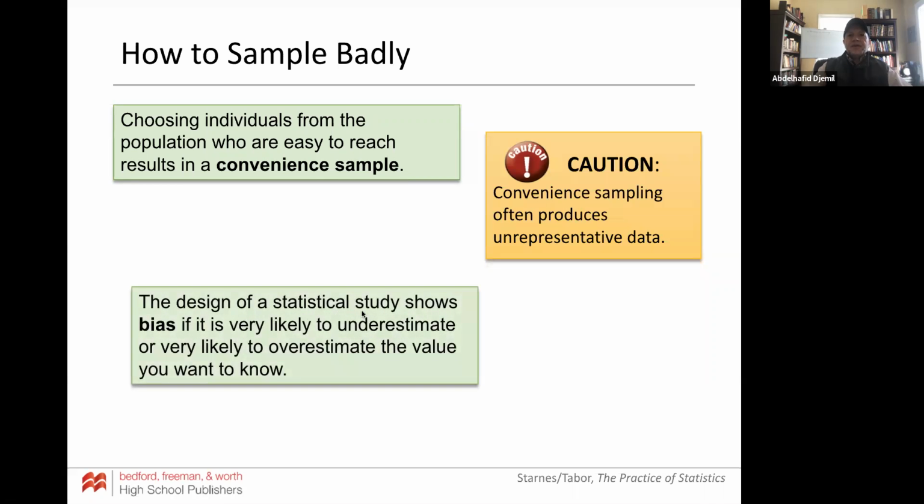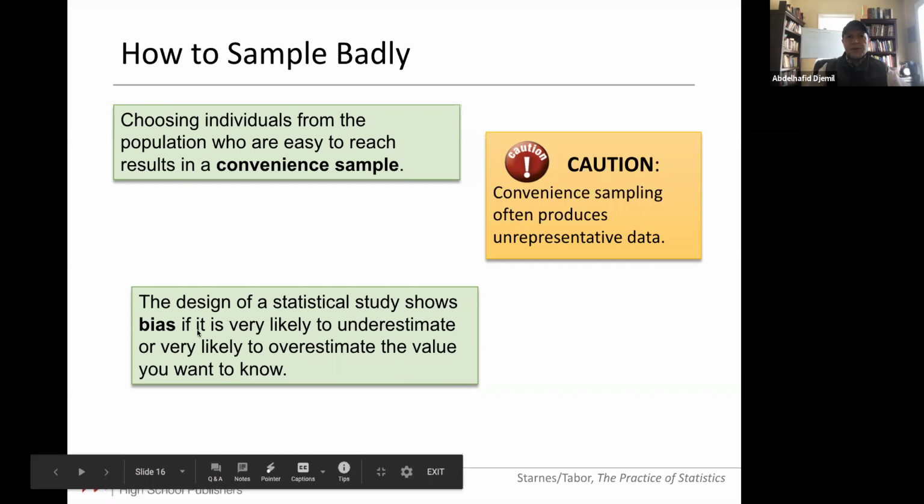The design of a statistical study shows bias if it is likely to underestimate or likely overestimate the value you want. You ask your friends about their GPA, probably they will give you higher numbers than what they really have. Or they will give you some low numbers, whatever it is. So that is a bias here, and it is not really correct, because it will give you the wrong estimate and you end up with the wrong results. So you have to be very careful not to use convenience sampling.